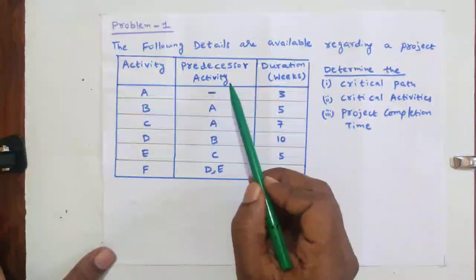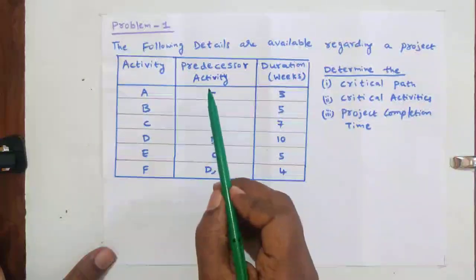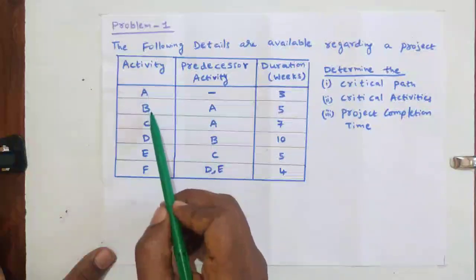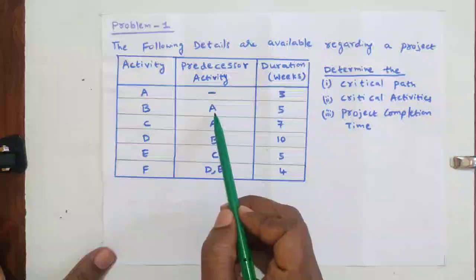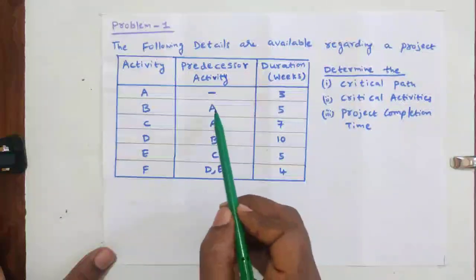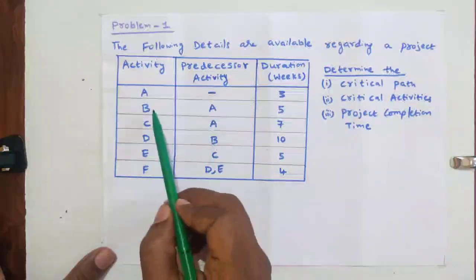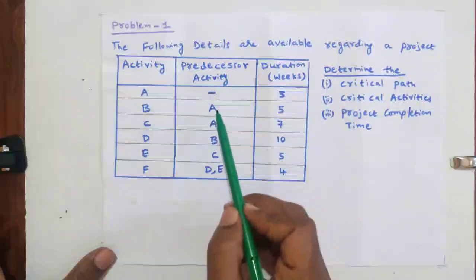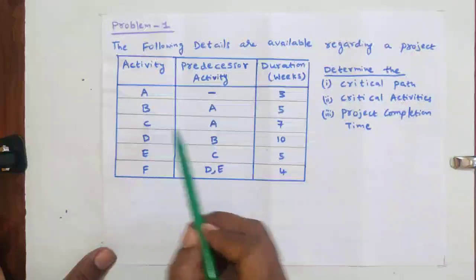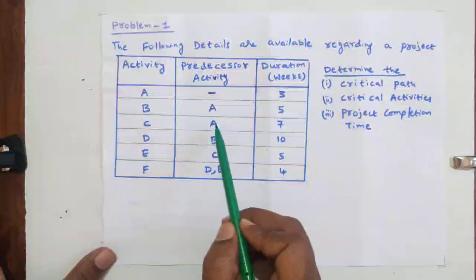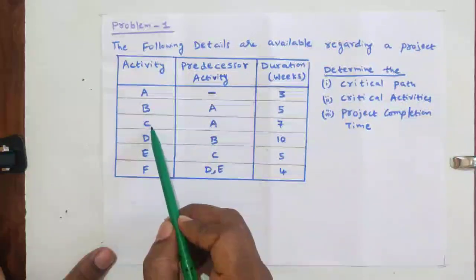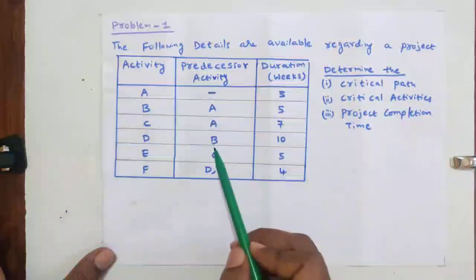The meaning of predecessor activity: if we consider activity B, activity A is the predecessor. Predecessor means only after completion of activity A can we start activity B. Here, activity C's predecessor is A. That means only after completion of activity A do we start activity C. That is the meaning of predecessor activity.